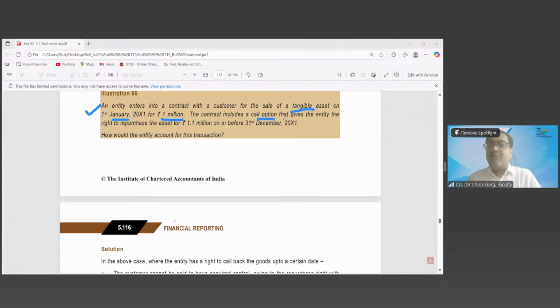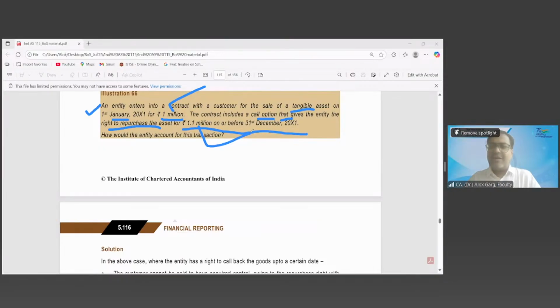The contract includes a call option that gives the entity the right to repurchase the asset for 1.1 million on or before 31st December 2001. So what is the original selling price? 10 lakhs. What is the repurchase price after 1 year? 11 lakhs, 1.1 million. So is the repurchase price more than or less than the selling price? Greater than the original selling price.